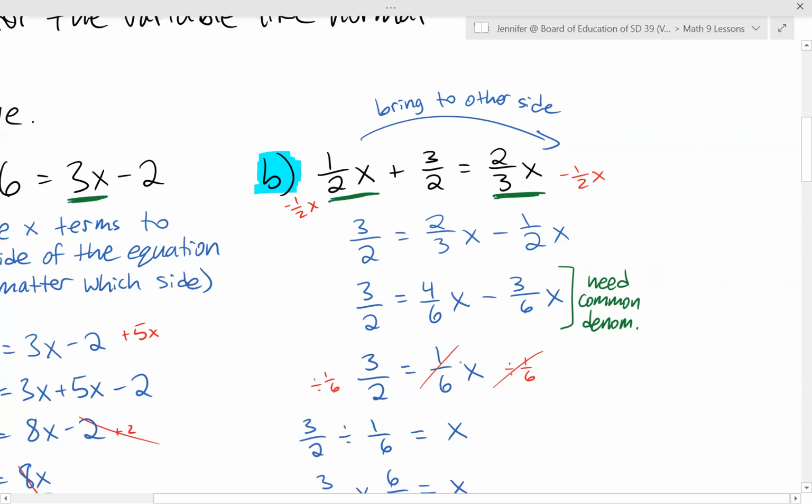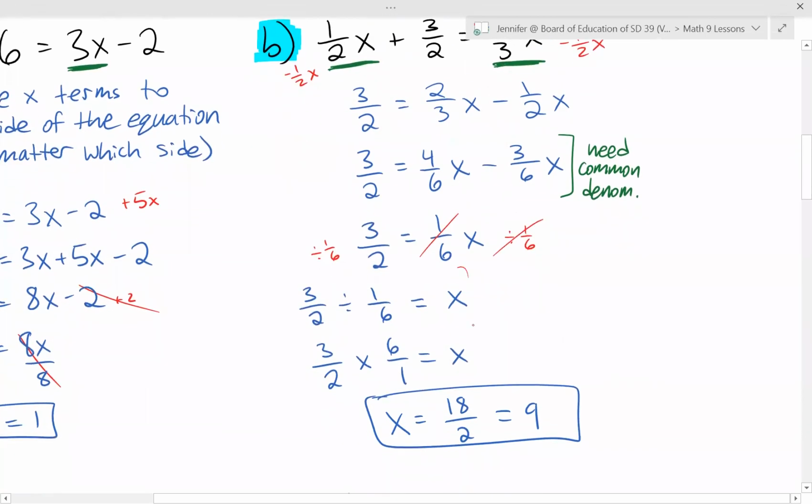To get x on its own, we're going to divide by whatever number it's being multiplied by, which is 1/6. So we're dividing by it. We'll do the same on the other side. This gets us x on its own. And again, we have some fractions to deal with. We have 3/2 divided by 1/6. When we're dividing fractions, we change it to multiplication and flip the second fraction. So 3 by 6 is 18, 2 by 1 is 2, and then we reduce to 9.